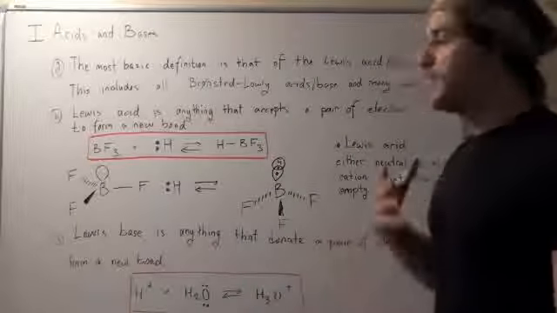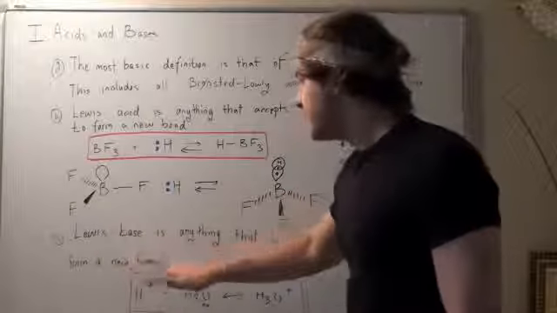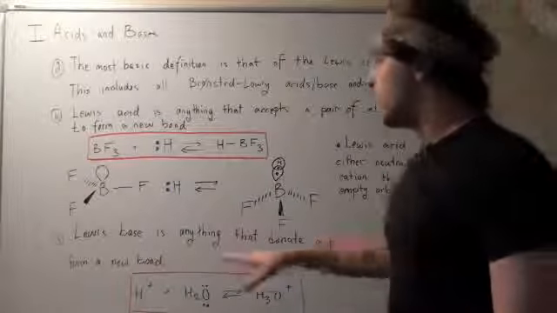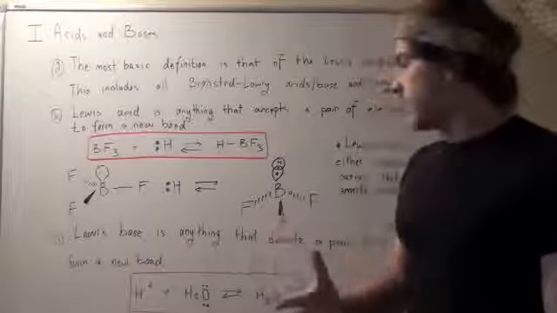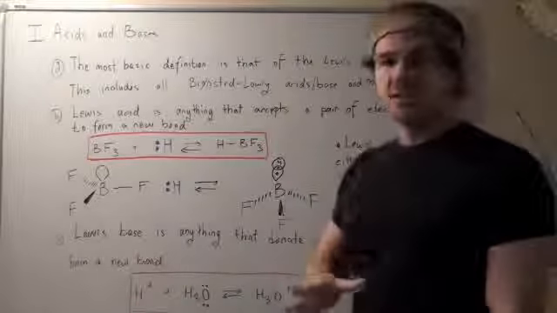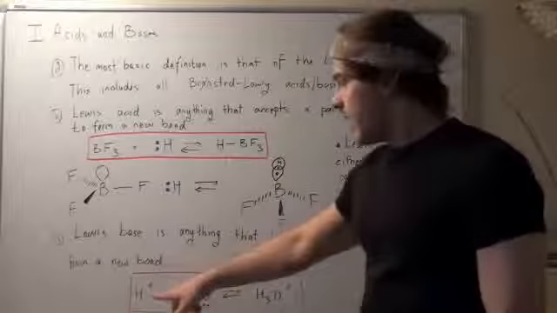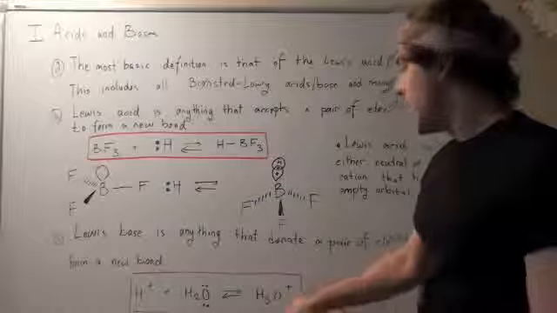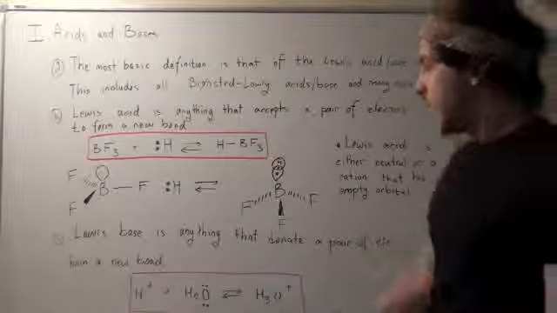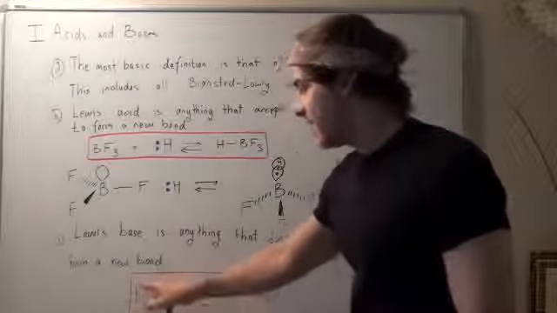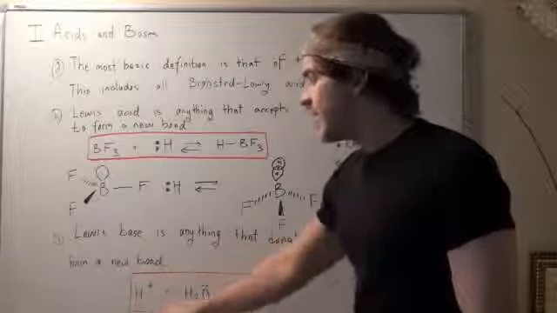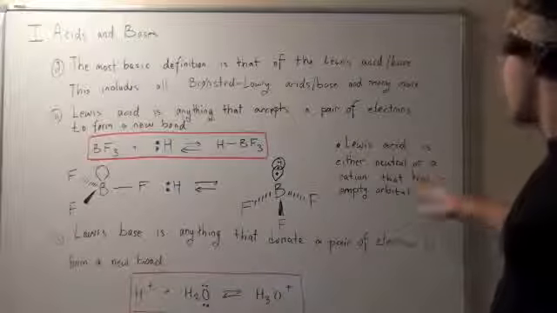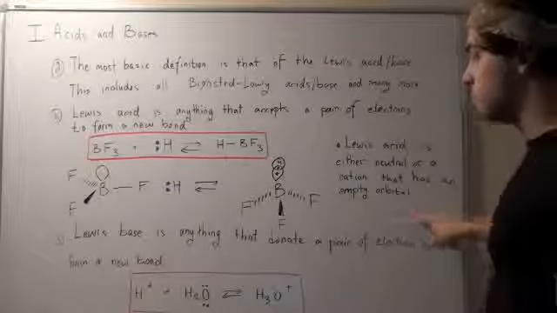Now let's look at Lewis bases. A Lewis base is anything that can donate a pair of electrons to form a new bond, a coordinate covalent bond. Let's look at one of the most basic reactions. An H+ ion plus a water molecule gives you a hydronium ion. So this is a cation that has an empty orbital. So this must be a Lewis acid. Remember, a cation and an empty orbital.